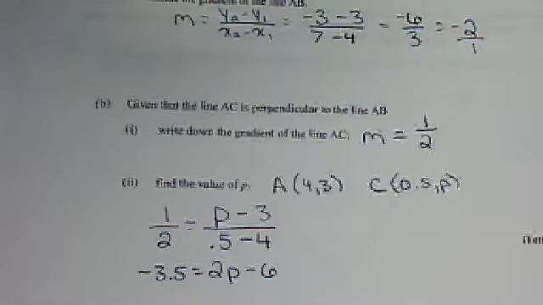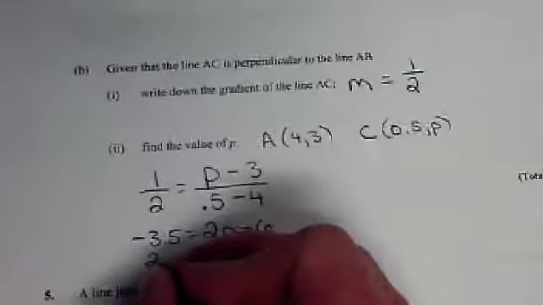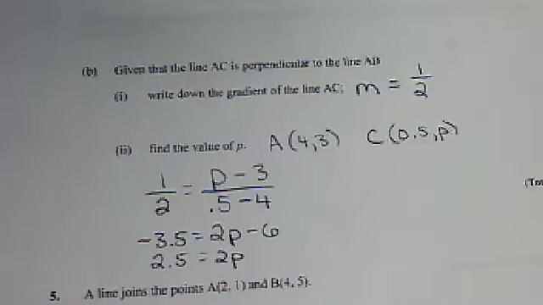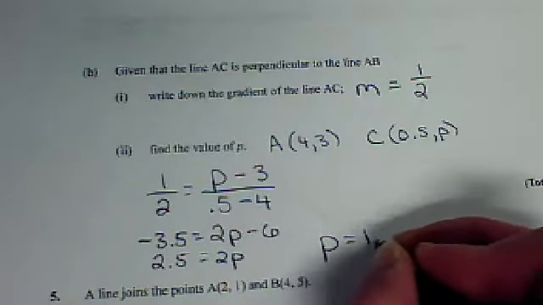So now I'm going to take that negative 3.5 and I'm going to add 6 to it. And I get 2.5 equals 2P. So divide by 2, and I get that P is 1.25.